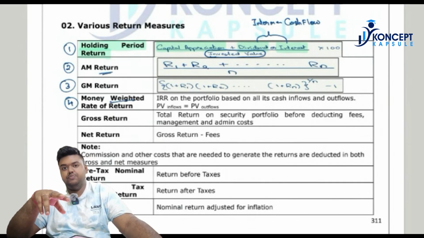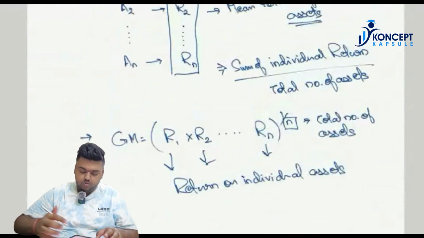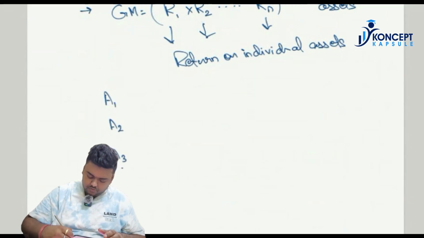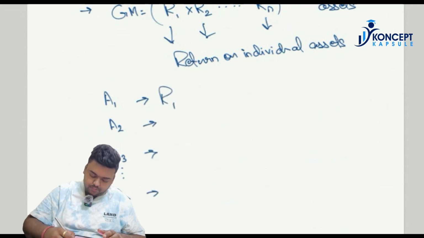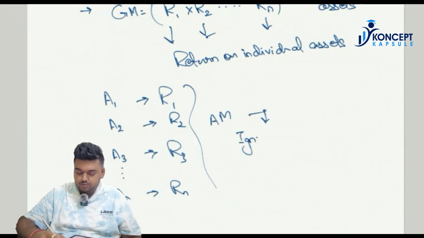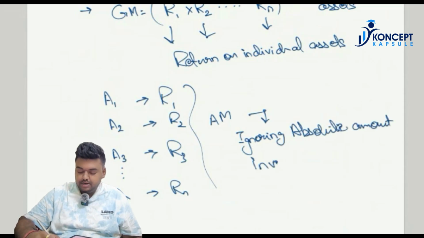When we do this, we are ignoring one important factor. See, you need to understand over here. When we are taking different assets, their return and then doing an arithmetic mean for it, we are ignoring one important factor. We are ignoring the absolute amount of investment invested in each of the assets.